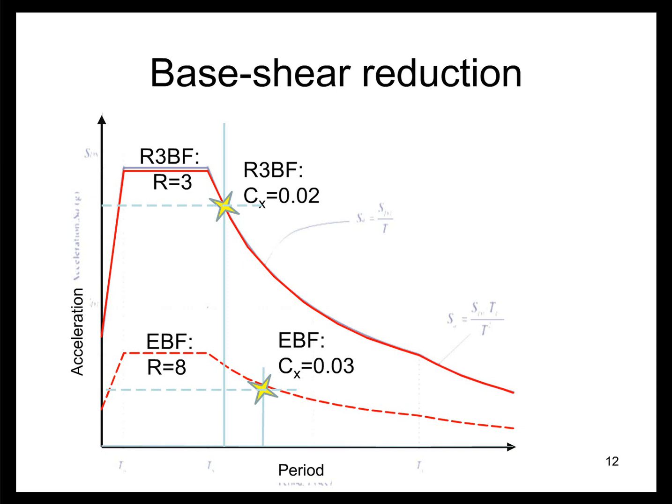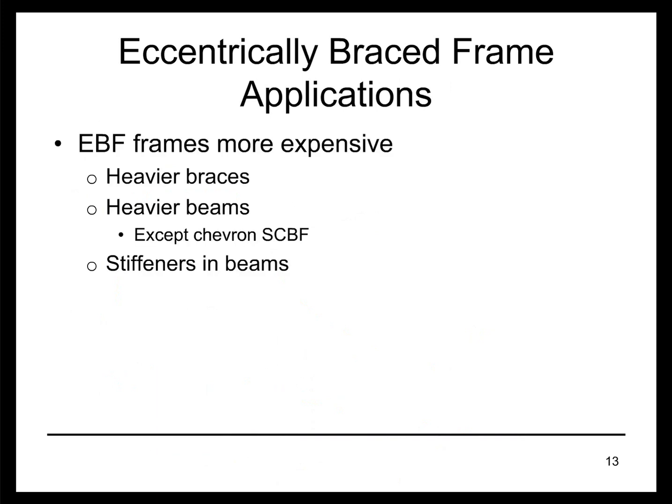If R equals 3 were permitted, for example, in seismic design categories B and C, the eccentrically braced frame compared to the R equals 3 braced frame would be a reduction probably of a factor of 3 or so. So the eccentrically braced frame can be a very economical alternative to concentrically braced frame structures.